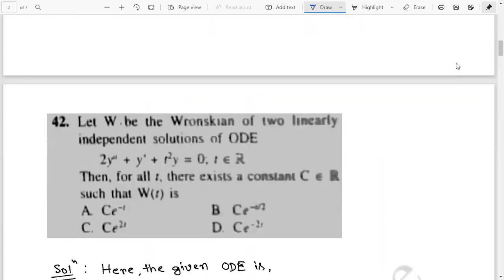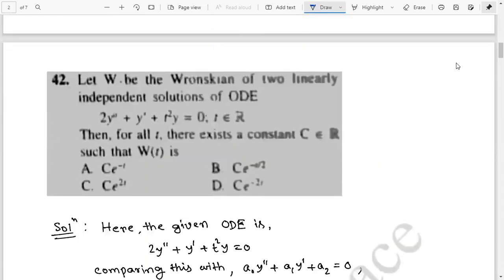Question number 42. Let W be the Wronskian of two linearly independent solutions of this ODE: 2y'' + y' + t²y = 0, where t is a real number. Then for all t, there exists a constant c belonging to R such that W(t), the Wronskian, equals what?